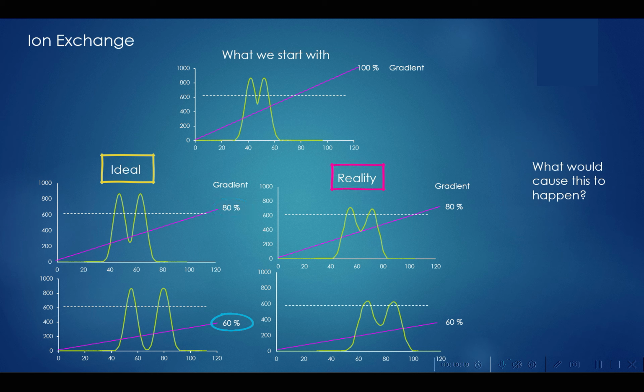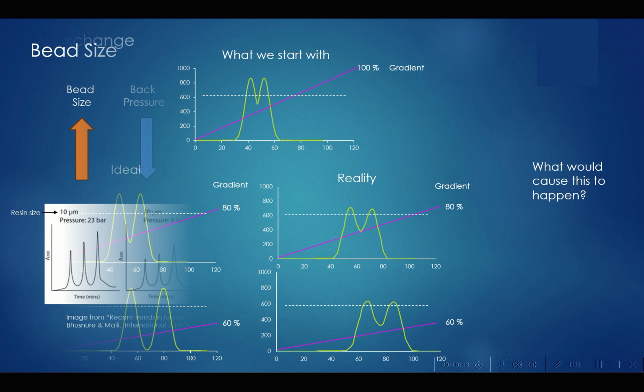So what happens more often than not, though, when we do this in reality, is that the peaks just get broader and shorter as we change our gradient. Maybe there's a little bit more separation, but it's really nothing to brag about. In this case, using a different resin would really probably improve our results.